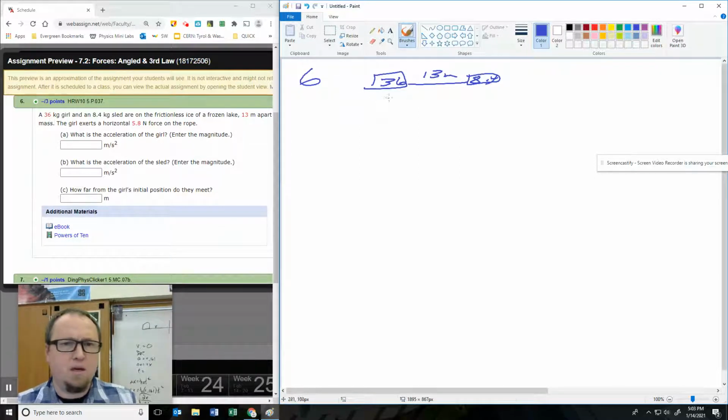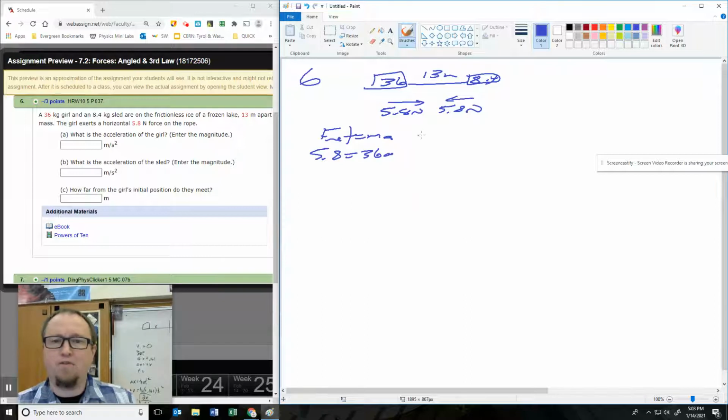She pulls the sled with 5.8 newtons, which means she gets pulled with 5.8 newtons back by the sled. Okay, that rope, third law of force parity. So if I do F net equals ma, the F net for her is going to be 5.8. I can solve for her acceleration, and I can solve for the sled's acceleration. F net is 5.8, so I'm going to get these accelerations.